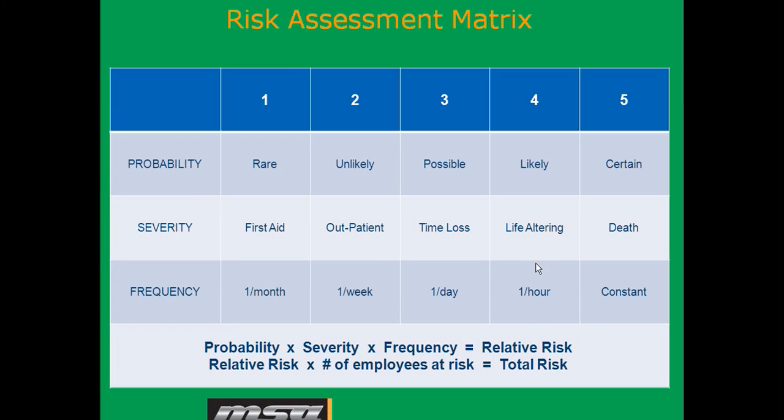So if I was changing concaves in a rotary combine, I would say that it is possible that I would have an injury by doing that task. If I was completing that task, the severity, I would say it would likely be a time loss injury, that I was injured severe enough to miss time from work. But how often am I changing concaves in the dealership? Well, I would say in this example, once a week. So I would take 3 times 3 times 2, and that would give me a relative risk of 18.